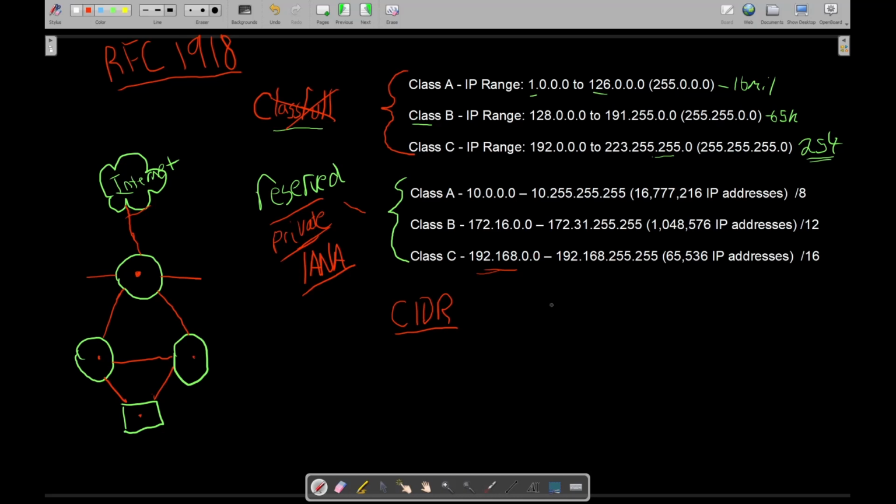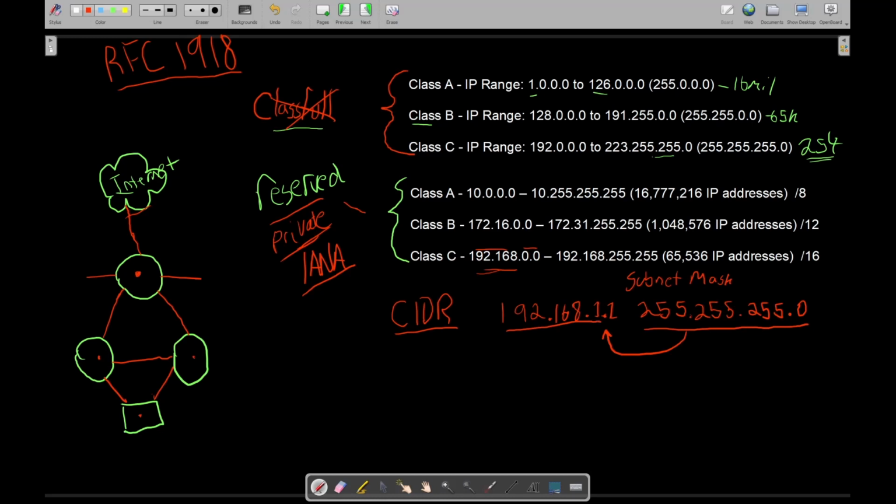Now for this to work, we needed one more thing. We don't just need these IP addresses. The router has to know what part's the network portion and what part is the host portion. Now for routers to figure this out, it needed something called a subnet mask. This is what it looks like. This is a subnet mask. This is what defines what part of this address is the network portion and what part is the host portion.